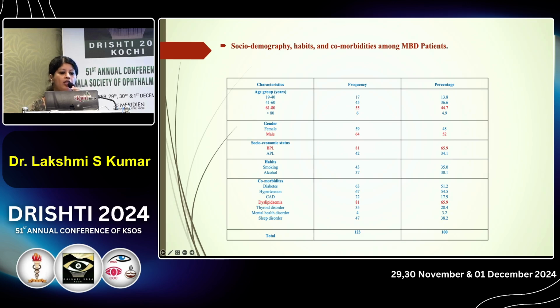Smoking and alcohol has got a definite association with meibomian gland dysfunction, and the comorbidities included diabetes, hypertension, coronary artery disease, dyslipidemia, thyroid disorder, mental health disorder, and sleep disorder, out of which dyslipidemia is more prominent.